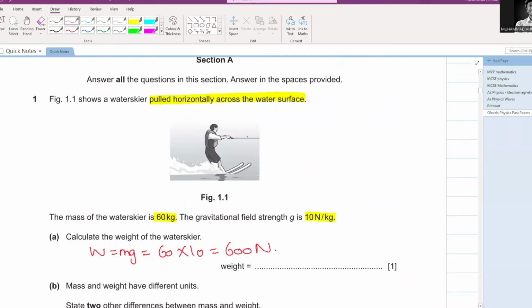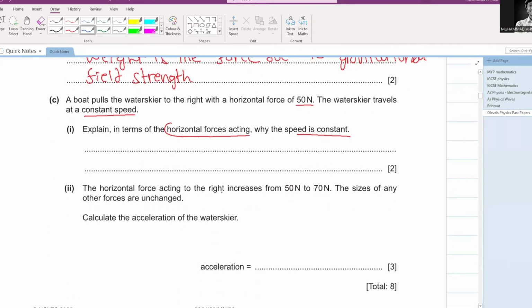On the right side the boat is applying a 50 Newton force. So you can say that we have a frictional force or a drag force or resistive force of 50 Newton towards the left hand side as well. This will cause the resultant force to be zero. First of all, you will have to tell when is speed constant. You will say the speed is constant because resultant force is zero.